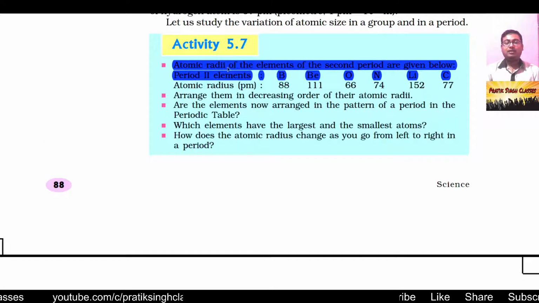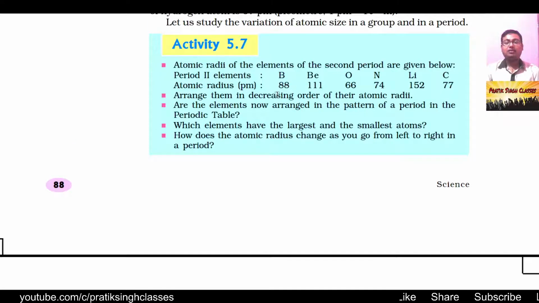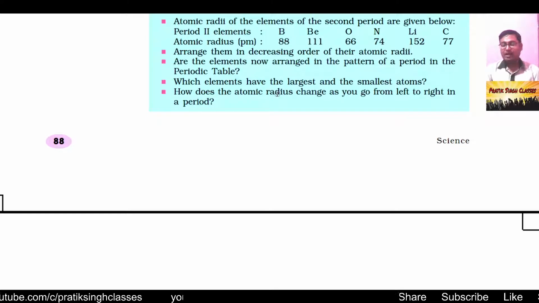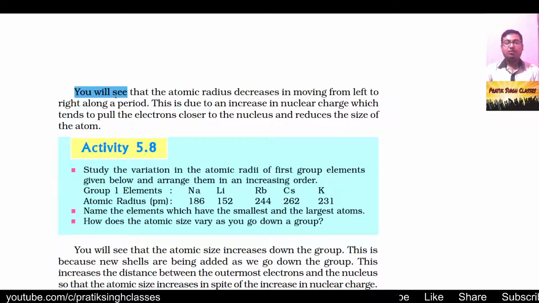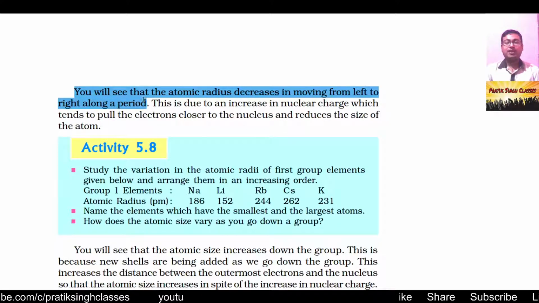What really happens there is, when we go from left to right, the number of orbits remains the same. Because of that, in the nucleus the number of protons increases, and in the orbits the number of electrons increases, and because of the increasing force of attraction between the nucleus and the electrons, the size will shrink as we go from left to right. But as we go from top to bottom, the size will increase because of the addition of an extra atomic orbit.